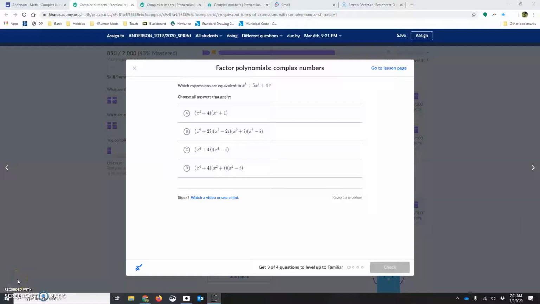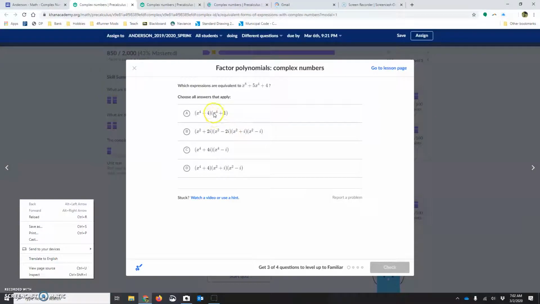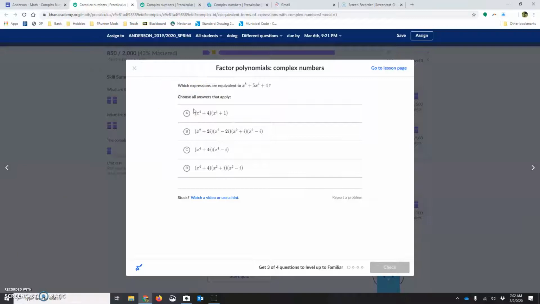All right, factor polynomials, complex numbers. Which expressions are equivalent to x^8... x^4 plus 4? So we're going to go through and basically box method all of these and see which ones equal this. You can follow a couple of the patterns that we've done before in factoring, mostly for IM3.